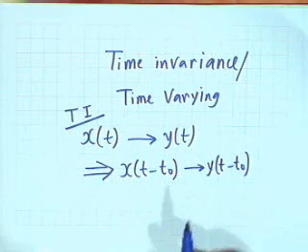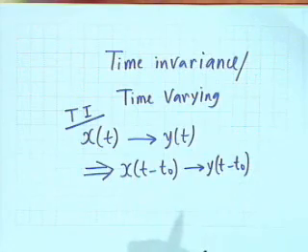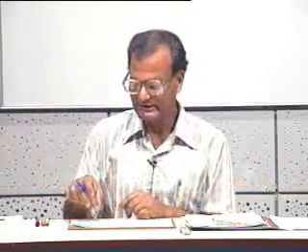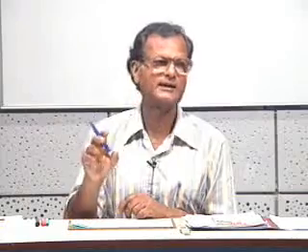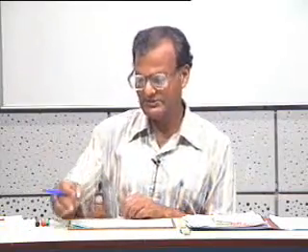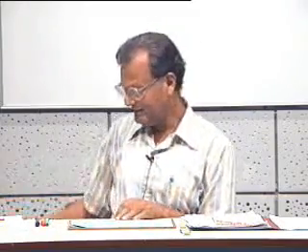Now qualitatively, what does it mean? It simply means that if you do not change the shape of the input, x of t versus t, if the shape remains the same, you only shift it to the right or to the left, then the shape of the output should remain the same. The output will also be shifted by the same amount either to the right or to the left. Alright, this is the qualitative meaning of time invariance, and this is what has to be tested to test whether a system is time varying or time invariant.